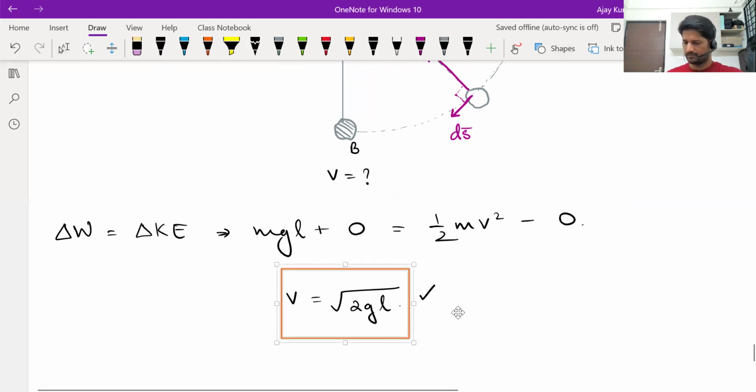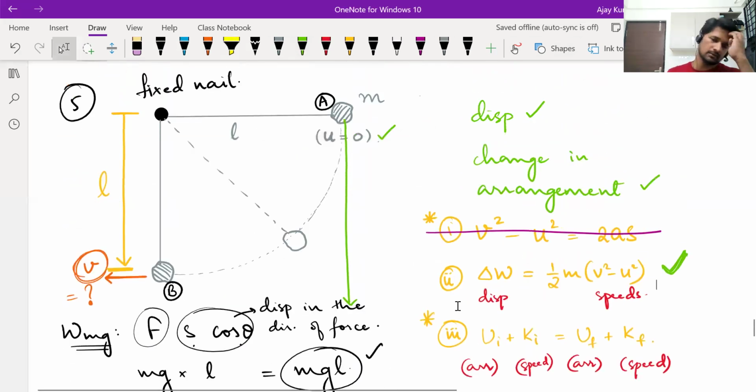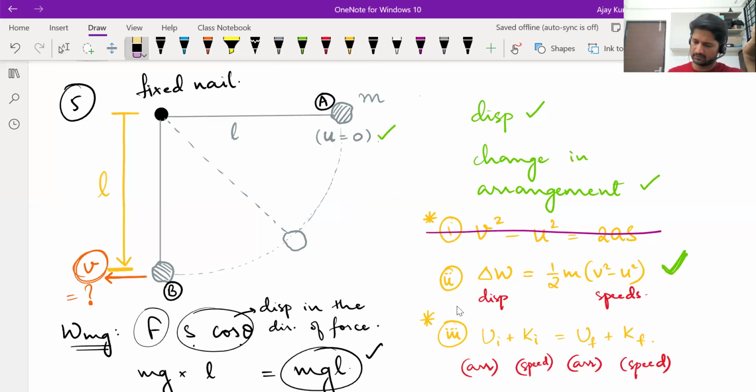Okay, can be done. There was another way also, we thought maybe we could do it. The work kinetic energy theorem gave us the answer. The third method we considered was mechanical energy conservation. Quickly tell me the condition for mechanical energy conservation. Make it fast. Work done by non-conservative forces must be equal to 0. Work done by non-conservative forces must be 0.